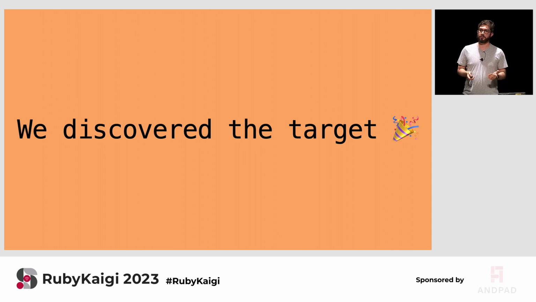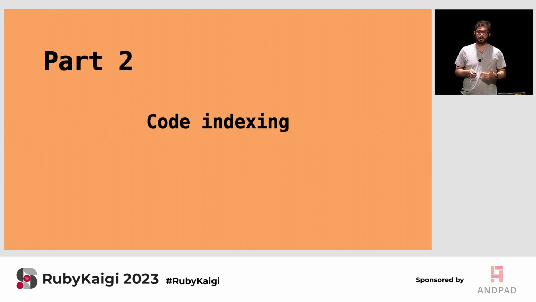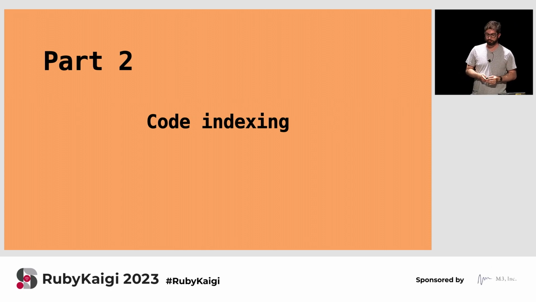That allows us to search for a target based on the string index in any AST we have. So we did the first part of the problem. We figured out which one's the target. And now comes the second part. How do we find out where the definition is? And that's where code indexing comes into play.